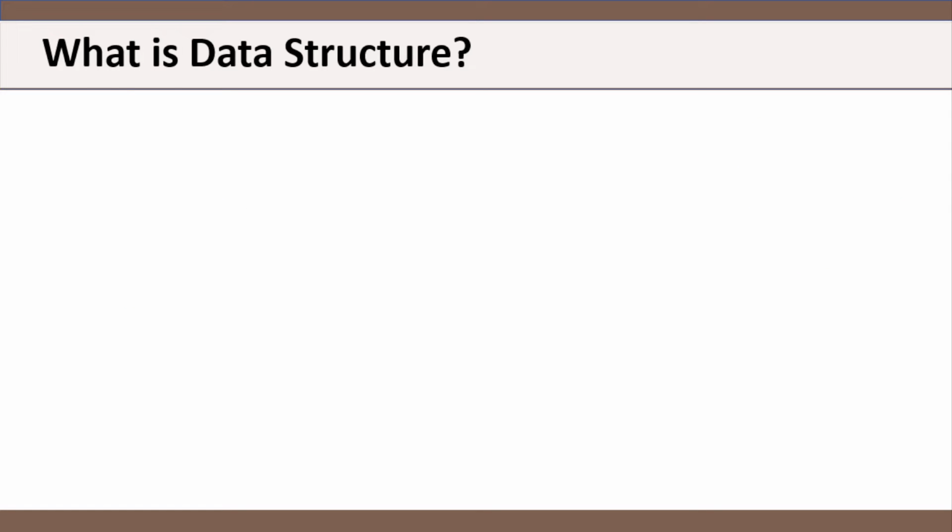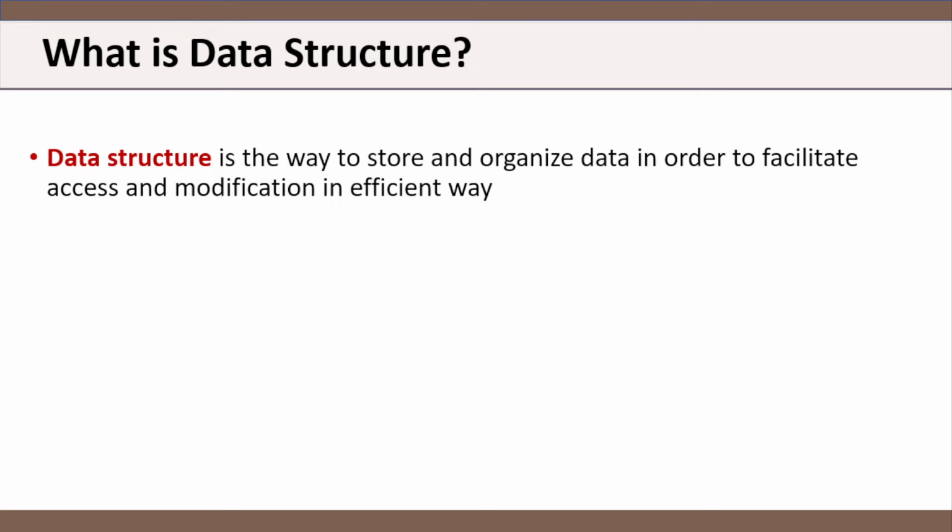Now, let us see what we mean by data structure. So, let us define data structure. Data structure is the way to store and organize data in order to facilitate access and modification in an efficient way. What does this mean? While writing any computer program, we need to store various quantities or data in memory. To store that data, we need to use some efficient way.